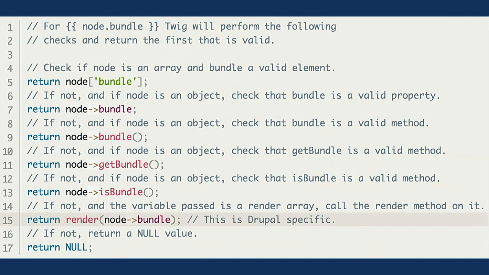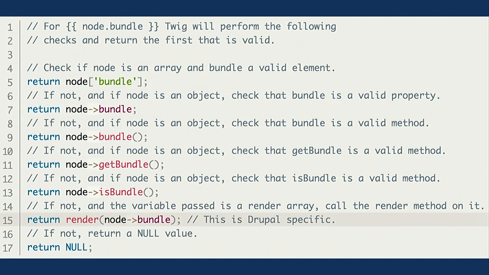In the past, the themer had to know the underlying data structure. Is this an array? Is this an object? And so on. With Twig now in Drupal 8, that is abstracted, making life easier for the themer. And the dot notation is going to perform all of these checks for you and return a value. Everything except line number 15 is Twig by itself.